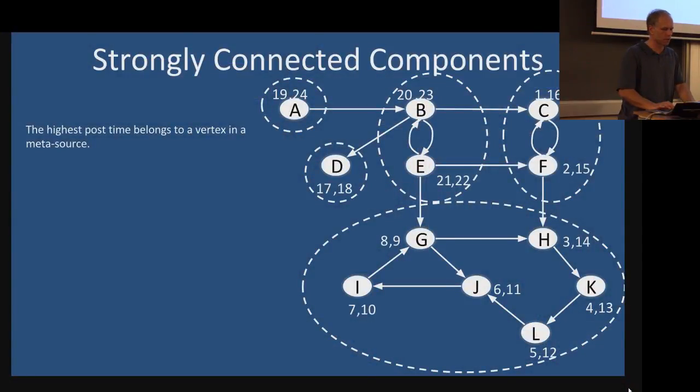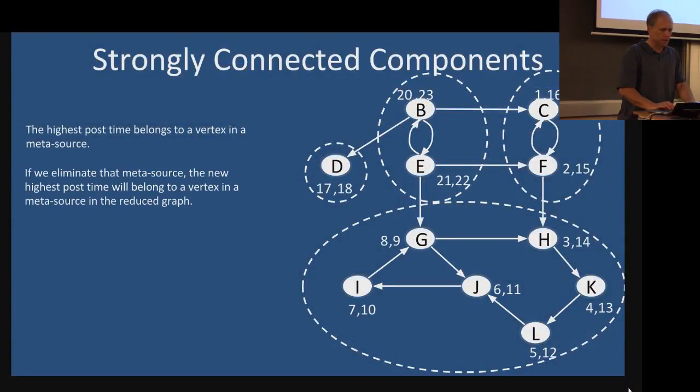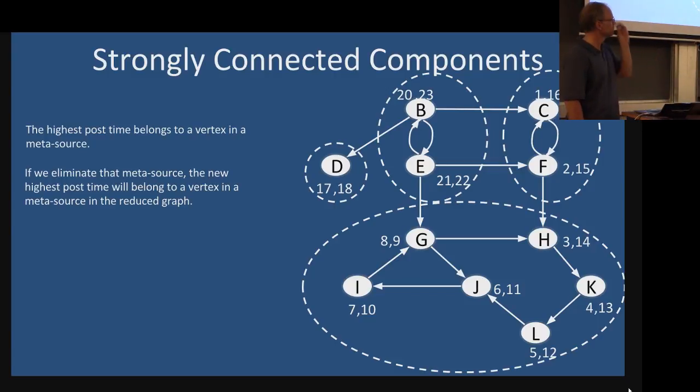And this is what we just talked about. So the highest post time belongs to a vertex in a meta source. And if we peel that off, where's the new highest vertex? The new highest post time? It belongs to B. Is that a meta source of the reduced graph? Yeah. Well, it's part of the meta source. Yeah, B is part of the meta source of the reduced graph. So let's peel that off.